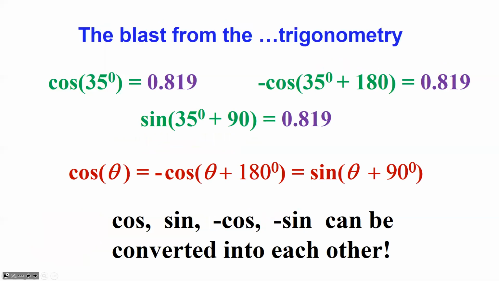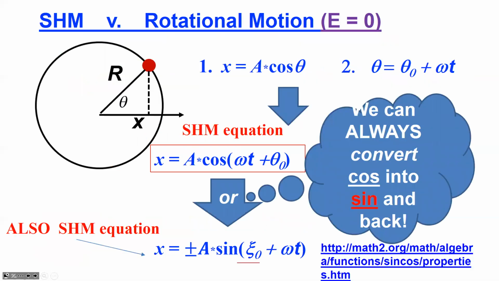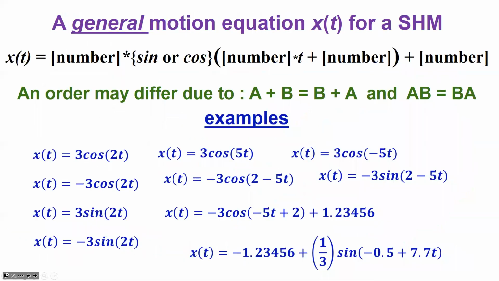What does it mean for us? It means that it doesn't have to be always a cosine. It could be negative cosine, sine, negative sine. All these functions are actually interchangeable. So we derived our equation for a cosine, but it could have been sine, could have been positive, could have been negative. So it does not matter. As long as we see something like this, it means this is the motion equation for the simple harmonic motion.